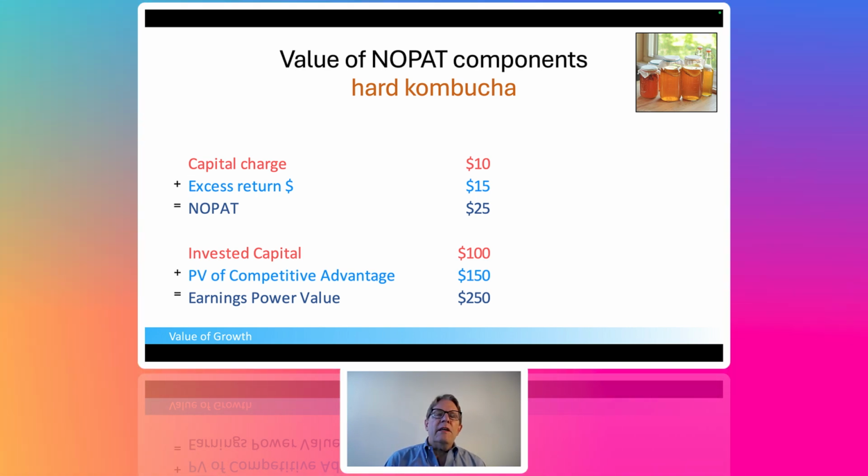Now, the attractive case of the three cases was hard kombucha, where what we showed was NOPAT would be 25 million, a capital charge of 10 million, excess return in dollars of 15 million, and that translated into a valuation stack that had earnings power value, the value of those NOPAT, of 250 million. Invested capital was 100 million, and the present value of competitive advantage was 150 million, as we showed.